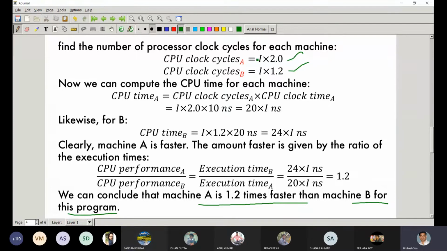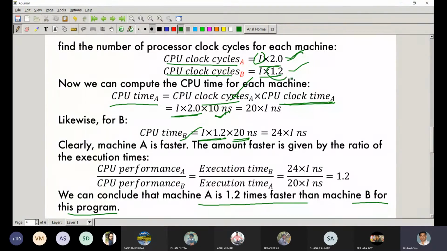The number of instructions times the clock cycles per instruction gives the CPU clock cycles. This is the normal formula I have written. CPU time is the CPU clock cycles multiplied with the clock cycle time. For machine A it is 10 nanoseconds for the clock cycle, and machine B will find the same thing, and the time for them is 2.0 seconds.